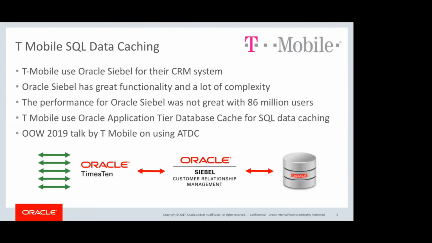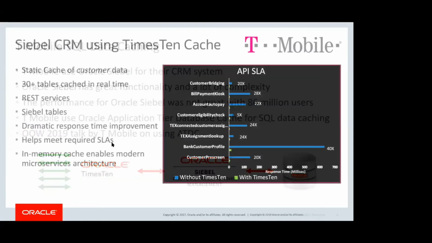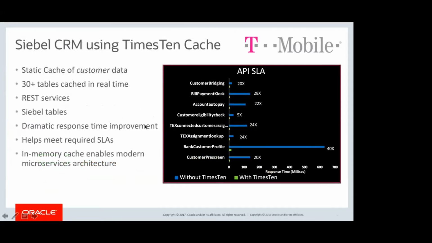And last year at Open World, T-Mobile talked about how they did that. So the point is they had large RAC databases running Siebel, and they used TimesTen as a SQL cache in front of that. So this is actually T-Mobile's slide. Siebel CRM was running on Oracle, and they had microservices to expose the relevant information for reads and writes. And the microservices, you know, they were all taking less than a second, but because a web page was calling many microservices, all those little bits add up.